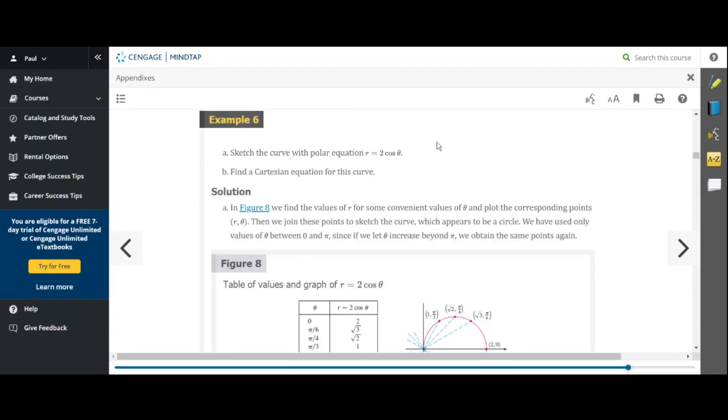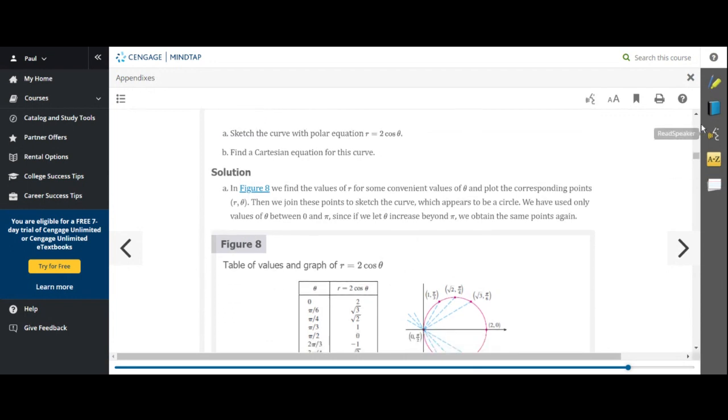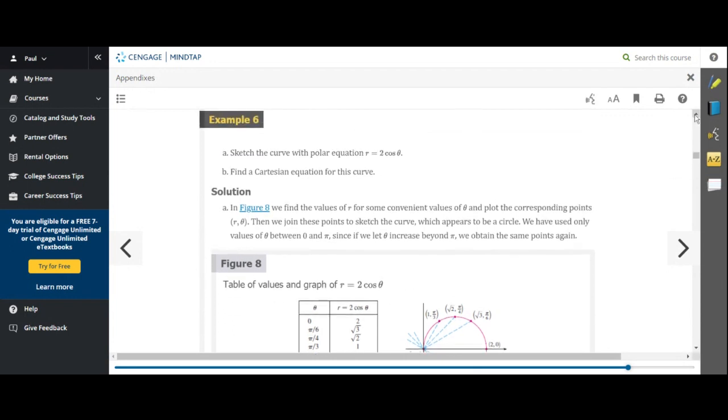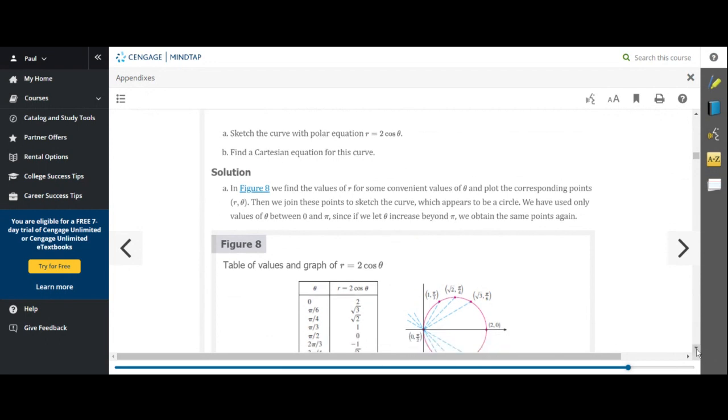All right, here's something. We want to sketch a curve with example 6. We want to sketch a curve with the polar equation r equals 2 times the cosine of theta. Well, and then for part B, we want to find a Cartesian equation for this curve.